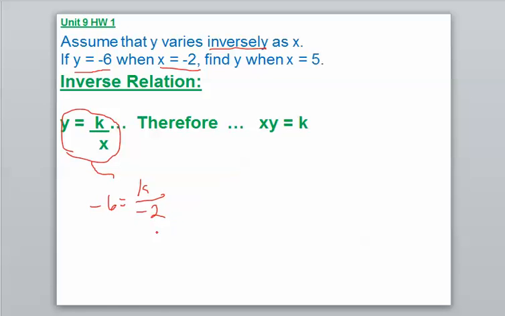Multiply through by that -2, and I'm going to get 12 is equal to k. Now I can come back here and say that y equals 12 divided by x. For this problem, this equation is what we just developed. And they said find y when x is equal to 5. So y will be equal to 12 divided by 5. That's all you have to do. It really is easy, but a lot of people miss this. It becomes very difficult for them to understand.